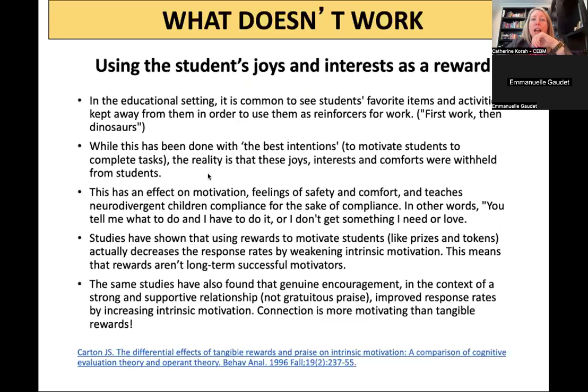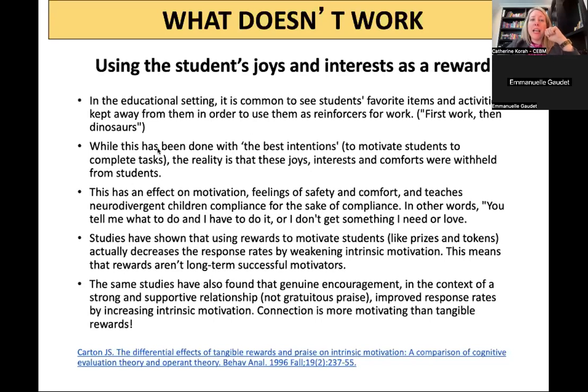And so the other piece that doesn't work as well with this population is to use their interests or an item that they enjoy as a reward. And I'll explain why. In the educational setting, it is common to see a student's favorite item or favorite activity kept away from them in order to use it as a reinforcer for them to work. So first work, and then you'll get your favorite toy.